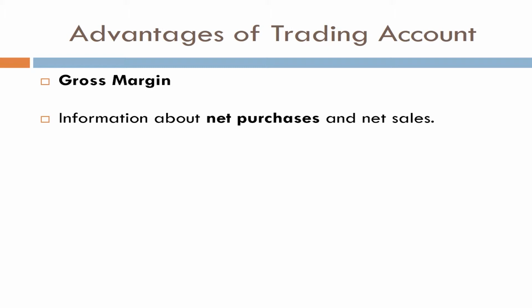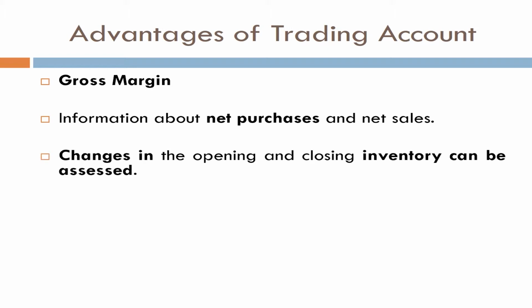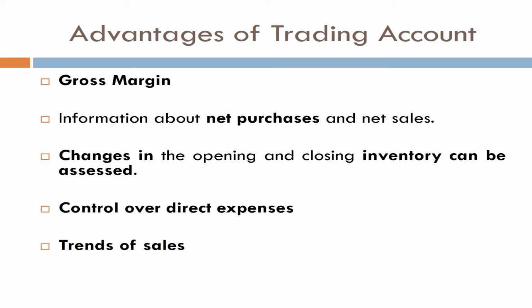information about net purchases and net sales along with gross values and returns is available. Significant changes in the opening and closing inventory can be assessed. It helps in control over direct expenses through direct expense ratio. Trends of sales can be easily made.